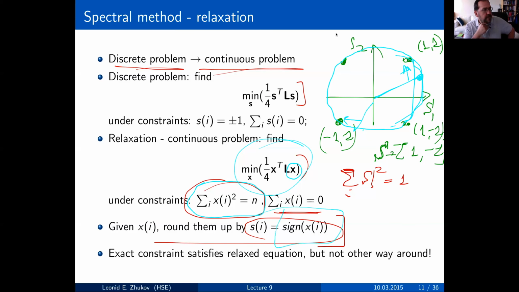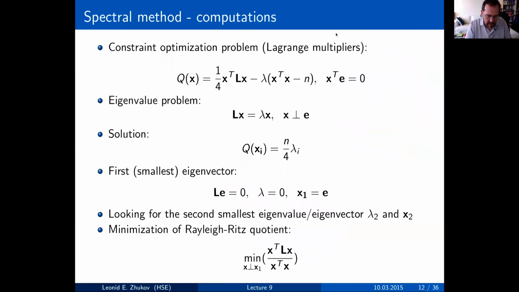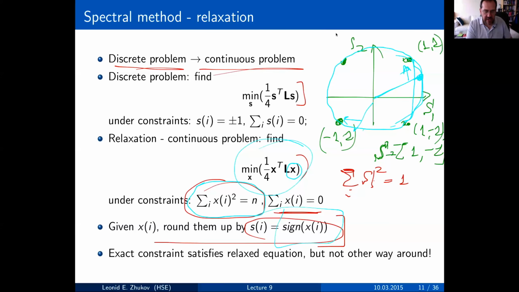Now, this actually causes some problems, but this is the price we're paying for solving an NP-hard problem. What we're solving is not exactly the graph partitioning problem, we're solving an approximation to the graph partitioning problem. But the good news is that we can solve it. It takes some time to get used to this.